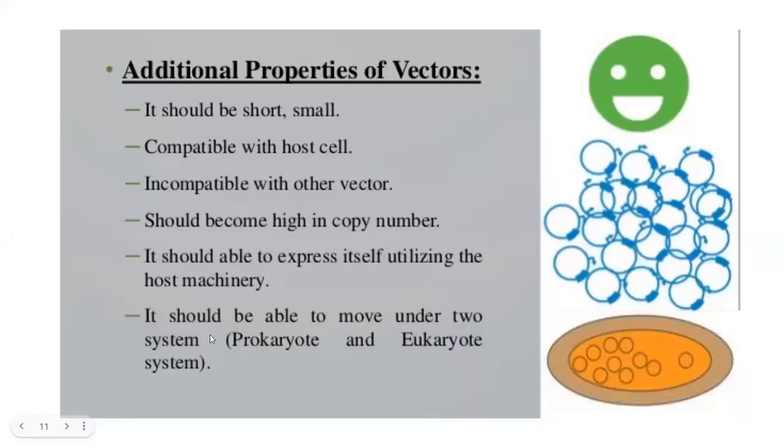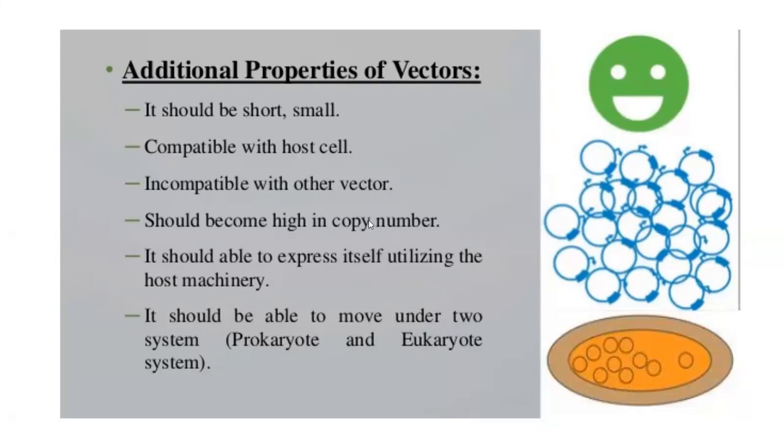Also, very important properties that a vector should have: it should be small. The vehicle should be short and small. It should be compatible with the host cell. That is, the vector you will be inserting into the living machine, that is the bacterial cell, so that bacterial cell should accept that vector. Otherwise, if it recognizes it as foreign, then your desired gene contained in the vector will not be able to multiply. Okay. It should be incompatible with other vectors. So it should be very specific.